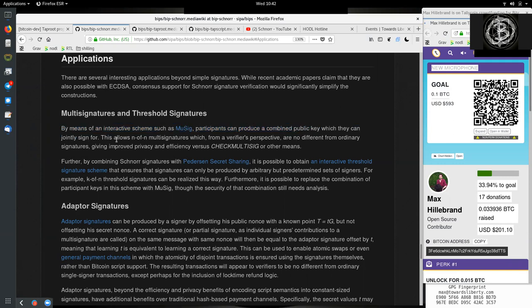Read the MuSig paper. This allows N-of-N multi-signatures, which, from a verifier's perspective, are no different from ordinary signatures, giving improved privacy and efficiency versus CHECKMULTISIG or other means. So that's what I talked about a bit previously, right? With CHECKMULTISIG, what you have on the blockchain is that within the transaction, and the reference to it in the script, you put all of the public keys and you specify a threshold that has to be reached in order to spend that UTXO. But that verification and enforcement of the threshold is not done cryptographically, but rather via the consensus mechanism of full nodes verifying every transaction on the blockchain.